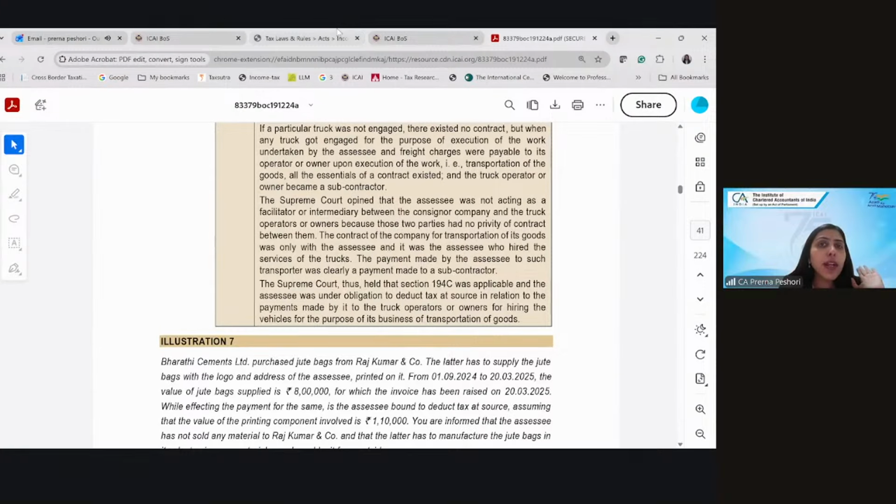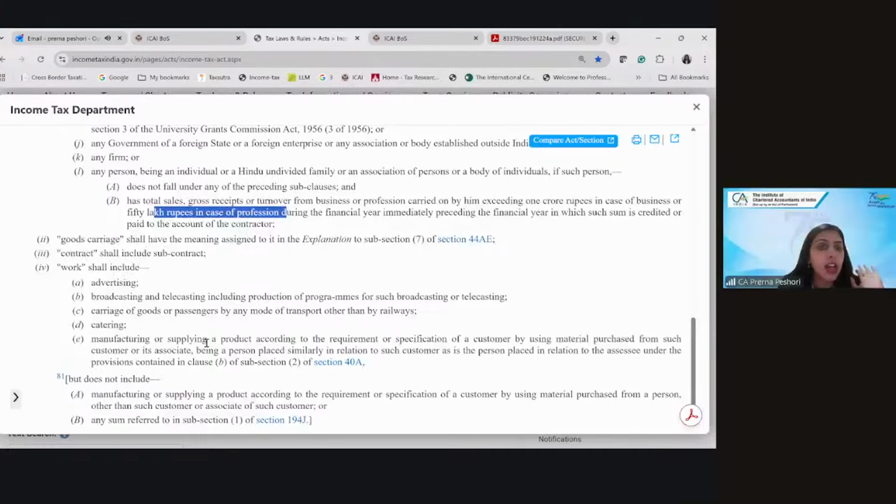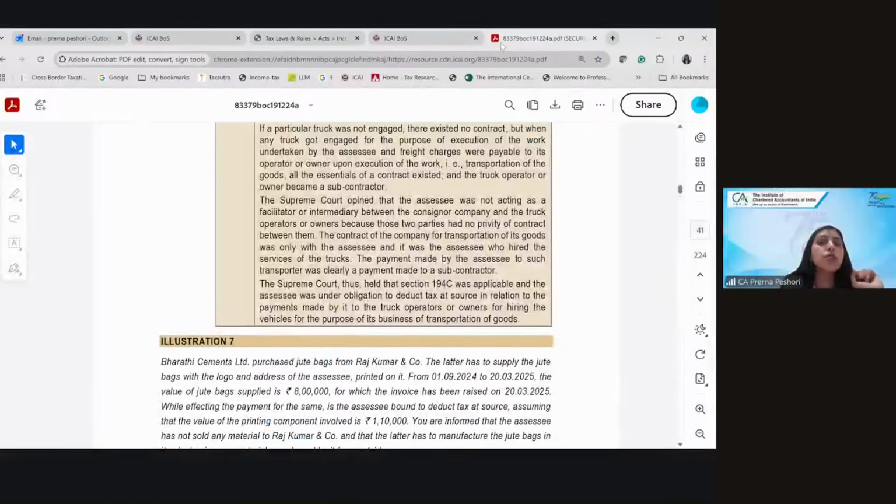So if you look at 194C, 194C says contract shall include a subcontract also. So therefore, in this situation, the Supreme Court held that 194C was applicable and the assessee was under the obligation to deduct the tax at source in relation to the payment made by it to the truck operators for hiring the vehicle for the purpose of transportation of goods. Any doubt?